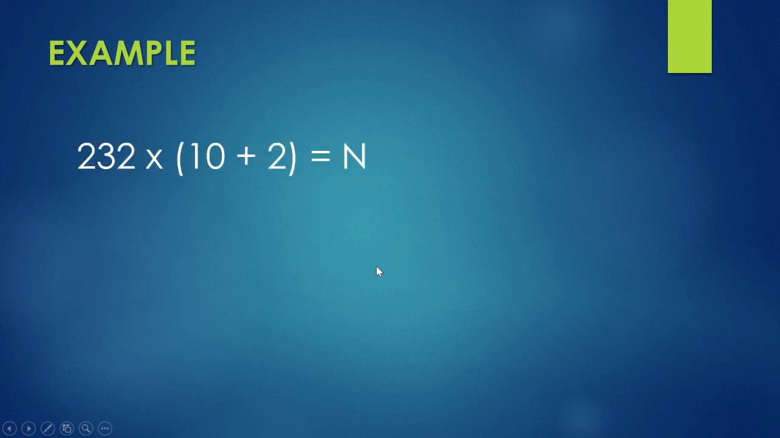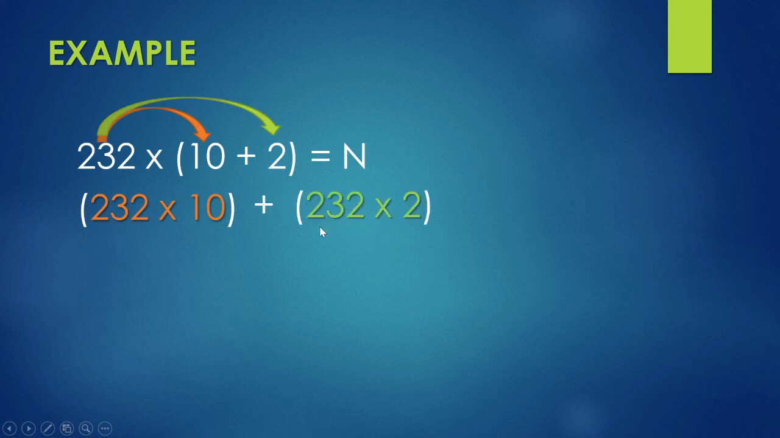Now, here comes the DPMA. So we're going to utilize the DPMA. DPMA means distributive. So we're going to distribute 232 to 10. That's 232 times 10. Then next, distribute this again to 2. Then plus 232 times 2.